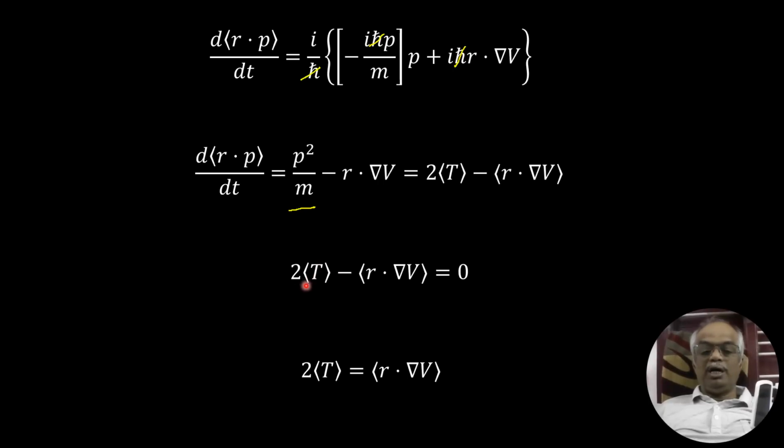Now, for a stationary state, this time derivative will be 0. That means 2 times the expectation value of kinetic energy minus the expectation value of r dot ∇V is equal to 0. That is, 2 times the kinetic energy is equal to r dot ∇V. So we have proved this relation, part A.